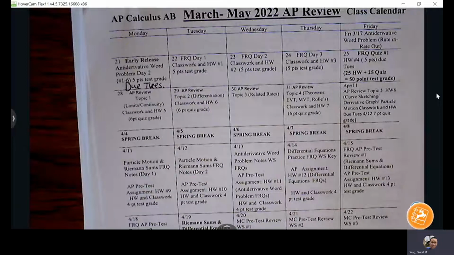And then tomorrow, we're going to start looking at the FRQ quiz type problems that you're going to see for Friday. We're just going to go through very similar problems to what you're going to be expecting to see for Friday's quiz.